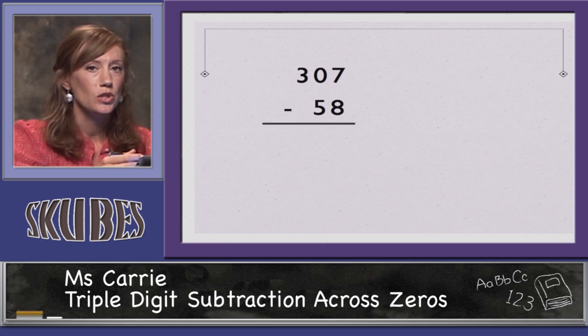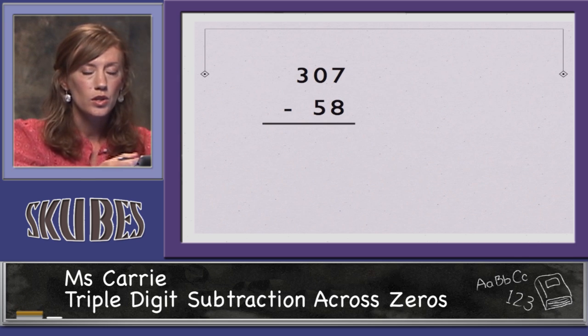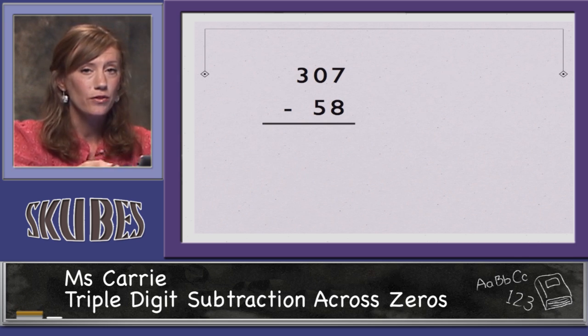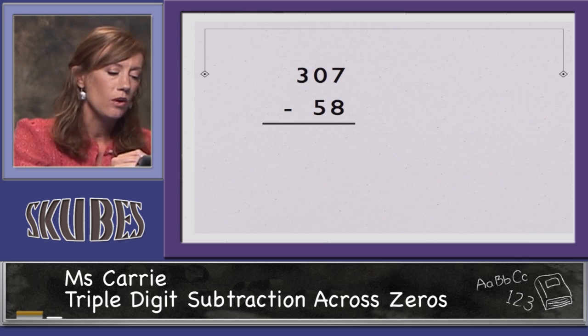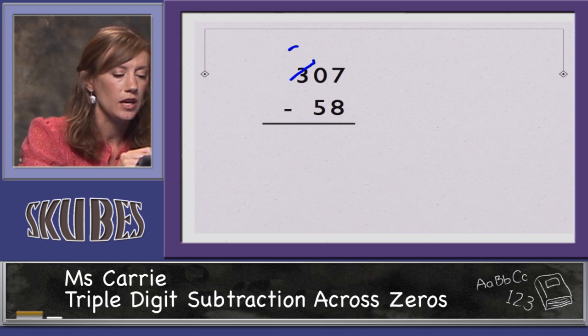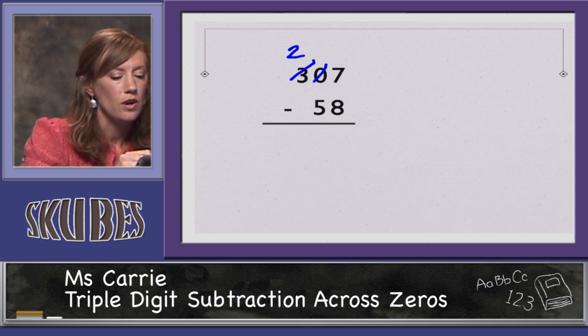So what we need to do is go next door. When I go next door to the 0, there's a problem because we can't take from 0, because 0 is nothing. So what we need to do is go all the way to the hundreds place and borrow here. So our 3 becomes a 2. Well, then our 0 becomes a 10.